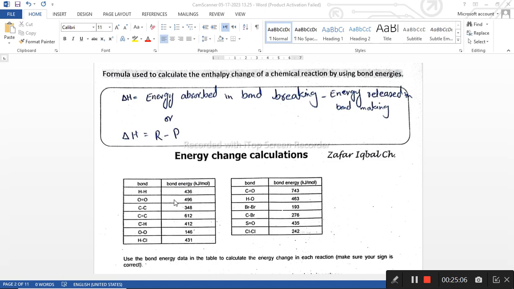Delta H is equal to, it means to find delta H, we have a formula: energy absorbed in bond breaking, subtracted by energy released in bond making.